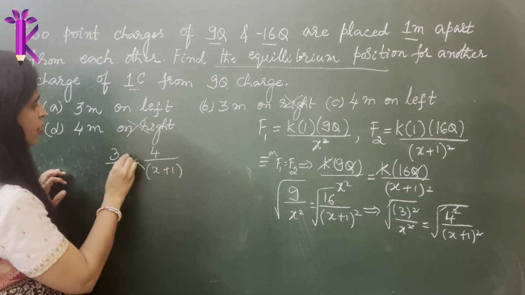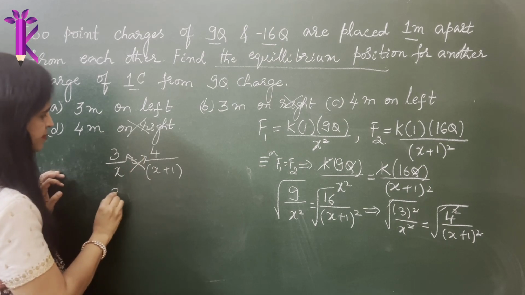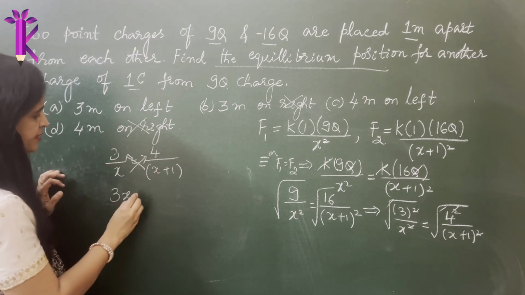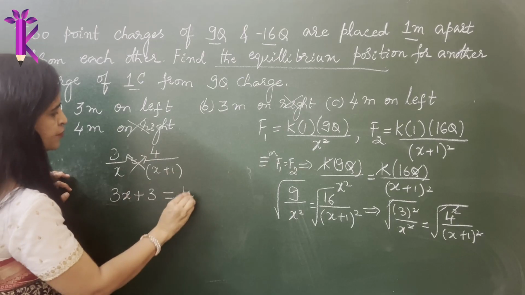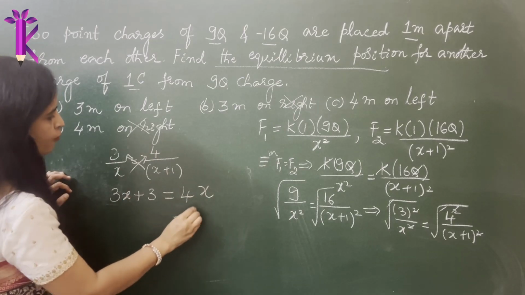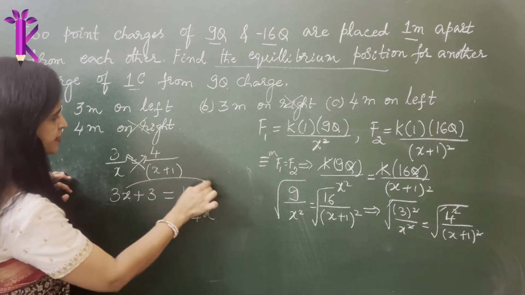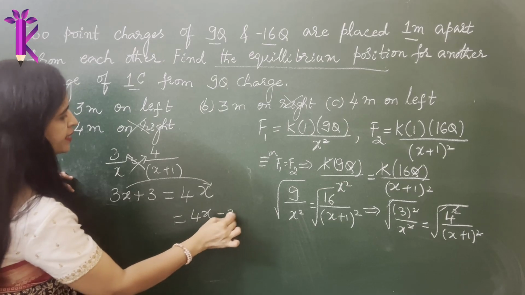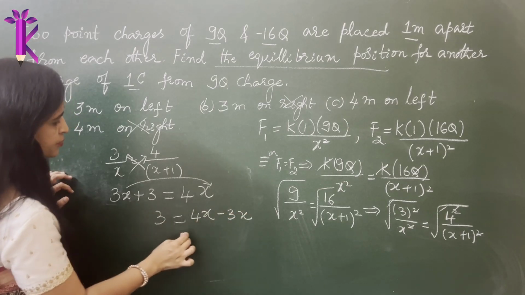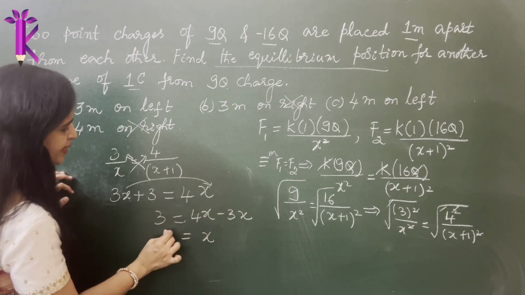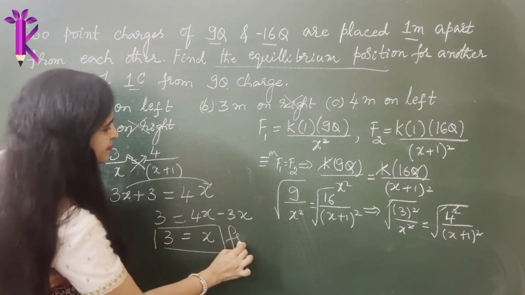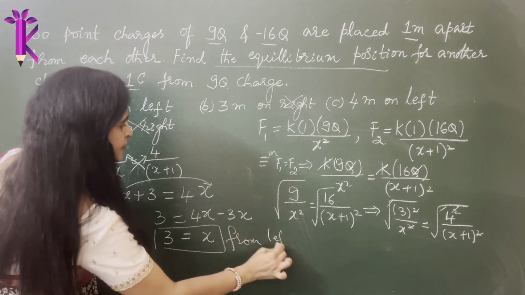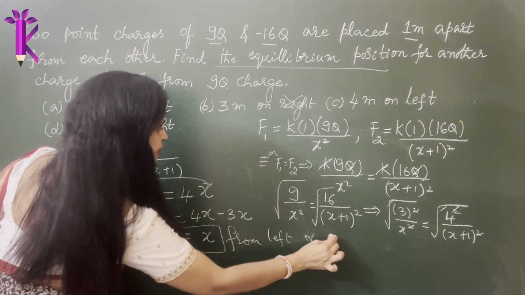So cross multiply on either side. This becomes 3x. 3 times x is 3x. 3 times 1 is 3. 3x plus 3 is equal to 4 times x is 4x. So you have 4x. I'm sending this 3x here, so it becomes minus. This is going to go to 3. So x is basically 3 meter from left of charge 9q.